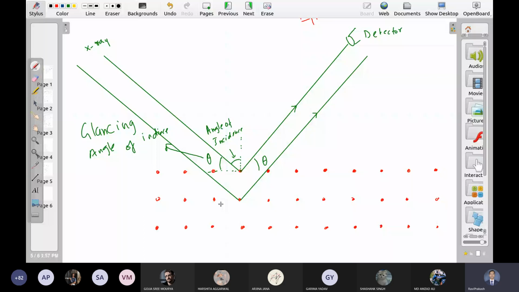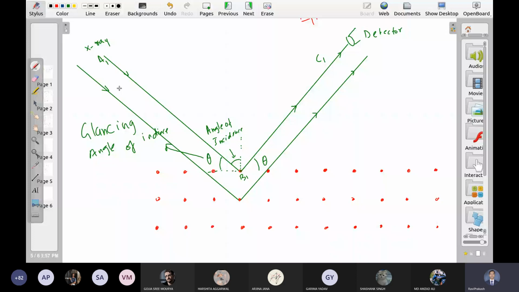So we have many X-rays here. They all are in phase when they are incident, but they reflect from different lattice points. They may not be in phase when they reach the detector. You can see the rays A1, B1, C1 are traveling less path. The rays A2, B2, C2 are traveling more path.